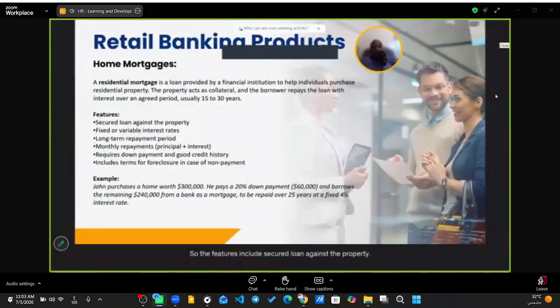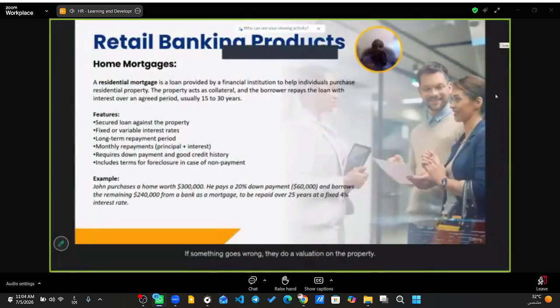So the features include secured loan against the property. So the security of that amount, because usually a huge sum when we're buying houses these days. Why would they give me a huge sum of $100,000 when I've only put down $5,000 or $10,000 as my deposit, to secure the $90,000 they've parted with for me to buy the property, which I'll repay over 15 to 30 years? It's because that loan is secured against the property.